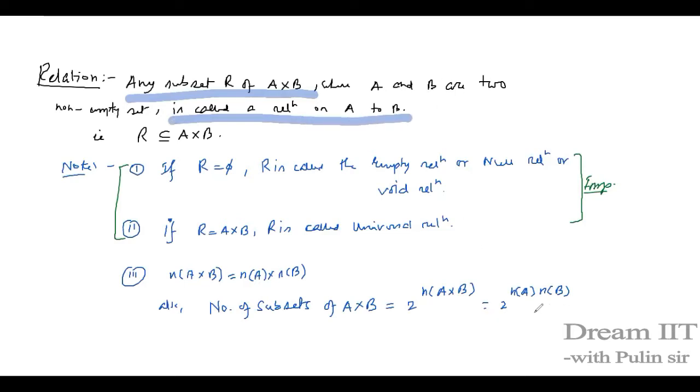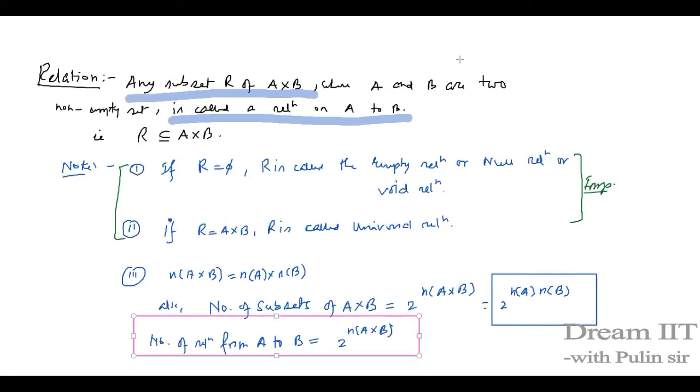So very clearly, all these 2 to the power n of A into n of B sets, all subsets of A cross B, are forming a relation, one relation from A to B. So from here very easily we can conclude the number of relations from A to B is equal to 2 to the power n of A cross B. So this is another important thing you should always remember, because this is a very important point. Okay, so please kindly note it, and once you finish it, inform me.